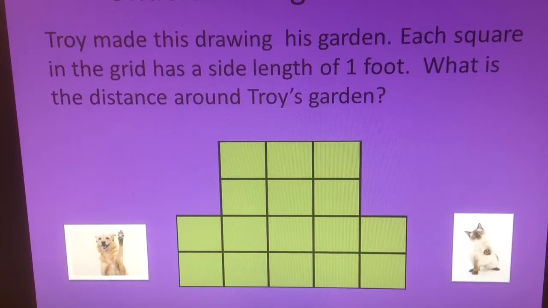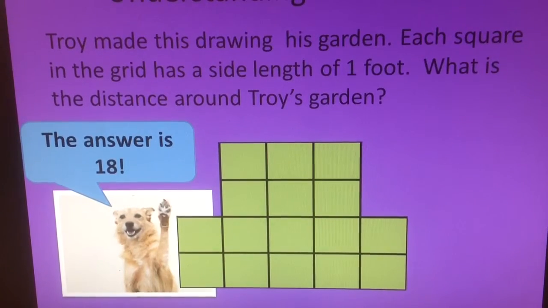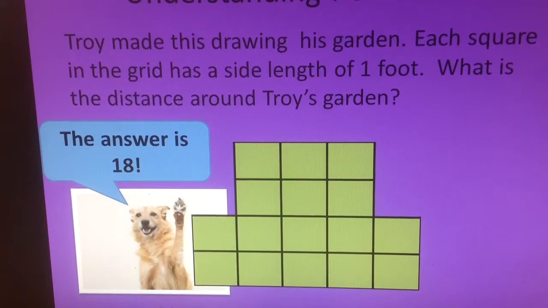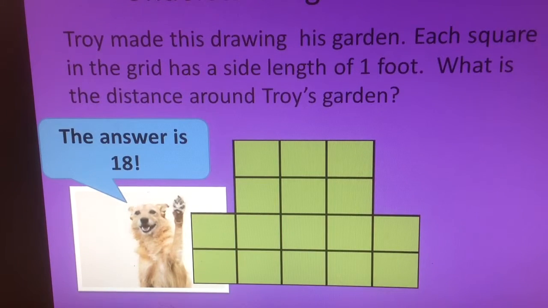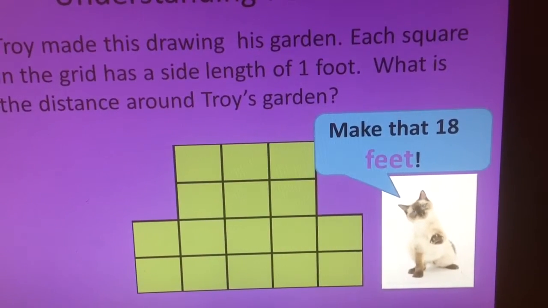So then I asked the dog and the cat what the distance is around Troy's garden. The dog says the answer is 18. I showed this slide to the class, asked if the dog was right. Most kids said yes, he is right, but I said he's not completely right. The answer is 18 feet. So the kitty here says make that 18 feet.